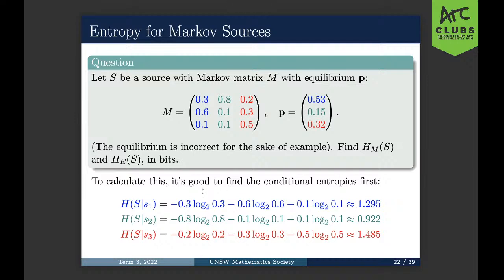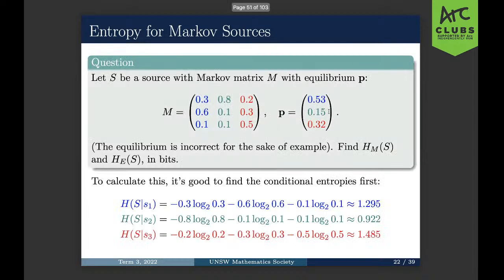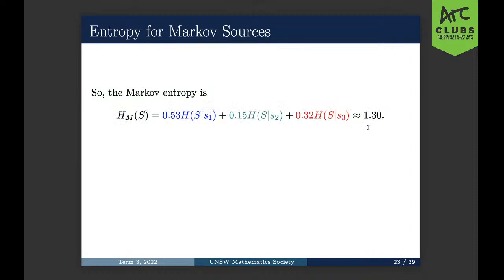To calculate this, remember we needed the entropies of each of the columns. So we find the entropies of each of the columns, blue, green, red here. Let's do that. It's a lot of calculations, just trust me on this. We get these three values here. The Markov entropy then is we take the values that we just found and multiply each of them by their corresponding equilibrium probability. So 0.53, 0.15, 0.32, they all come from this probability vector here. I made it so that the blues match up, the greens and the reds. And you get 1.3 if you do this, apparently.